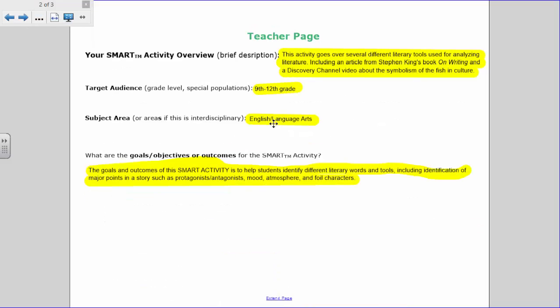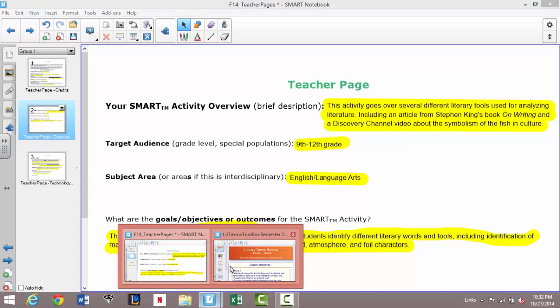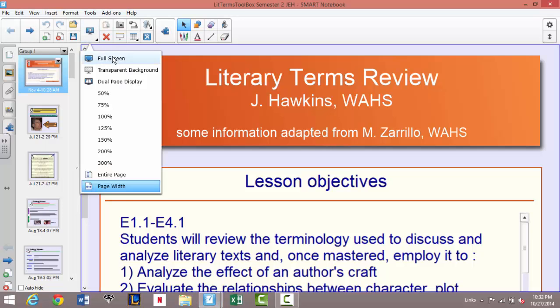It's an English/language arts lesson geared towards students in grades 9 through 12, and the lesson is exactly what the title suggests: reviewing basic literary terms for students. And now that we've gone over that, let's move into the lesson itself. Let's just open that up real quick.